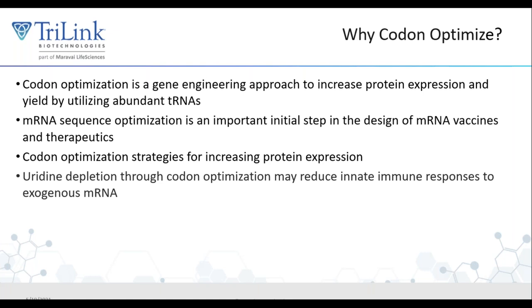Additionally, depleting your sequence of uridine via codon optimization, so choosing synonymous codons for your target amino acid sequence that don't have uridine, can also inhibit this immune activation. For example, if you look at the amino acid alanine, it can be encoded by four different codons, GCU, GCC, GCA, and GCG. Rather than using the first iteration, GCU, you can use one of the other synonymous codons to achieve the same resulting amino acid while reducing the uridine content in your sequence.